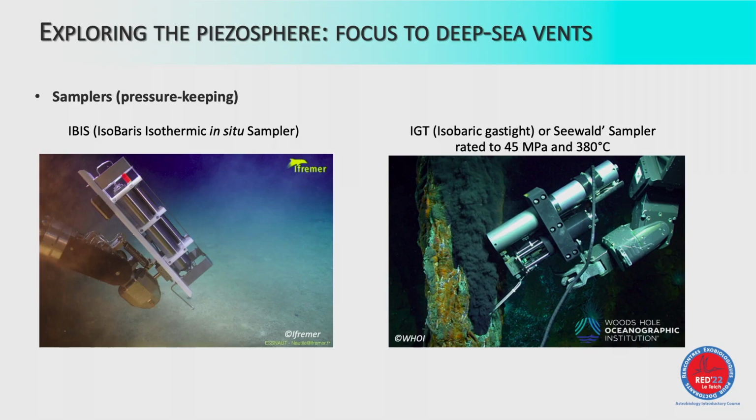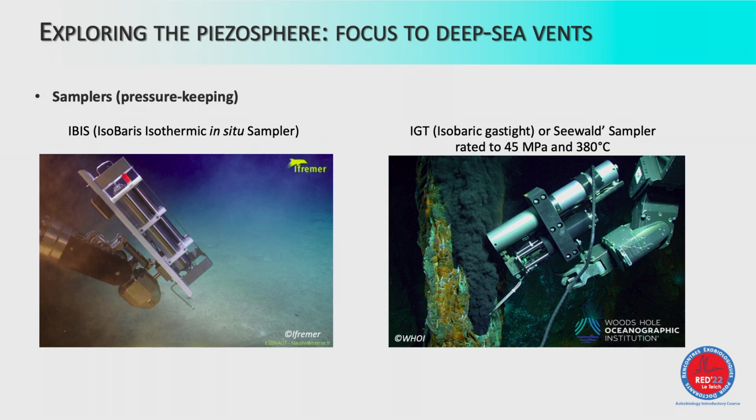When you want to sample the deep sea vents, you have different kinds of samplers, and we now have more samplers that maintain the pressure. In France, we have the IPOCAMP... the IBIS, developed by Ifremer. And in the US, the famous IGT, the isobaric gas tight samplers. Those samplers can really maintain the fluid under in situ pressure conditions during the ascent.